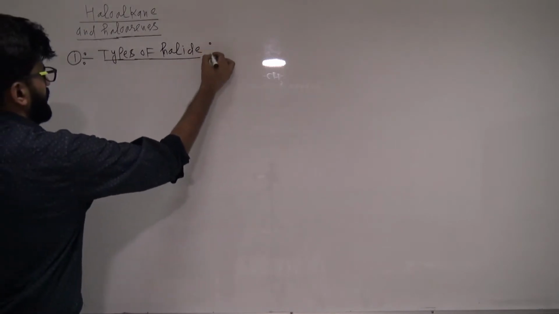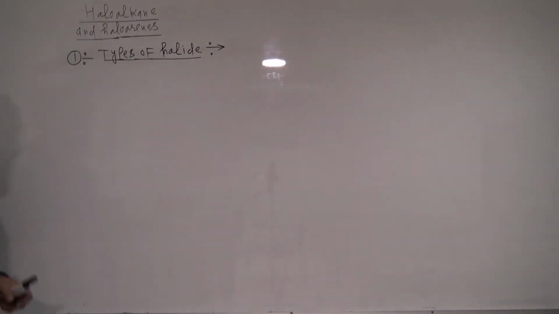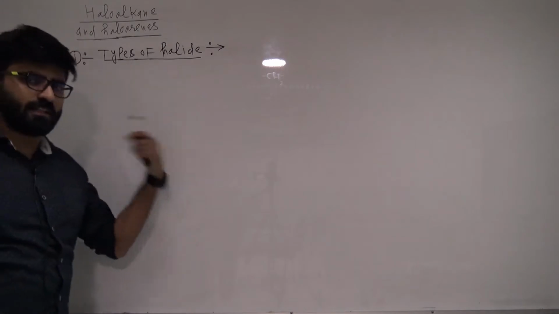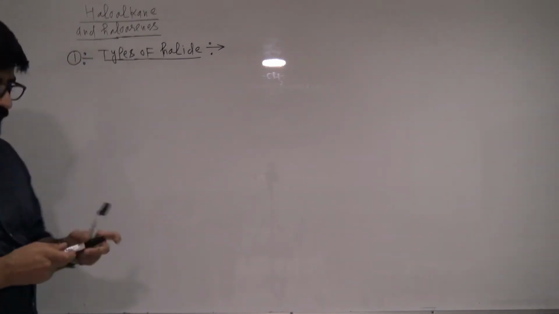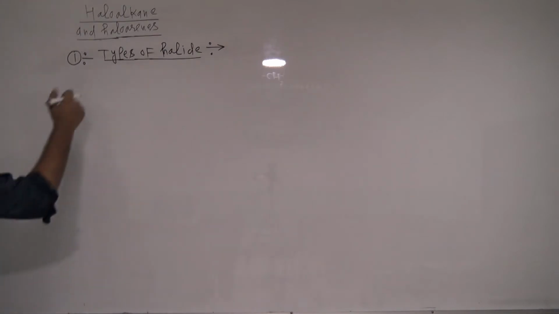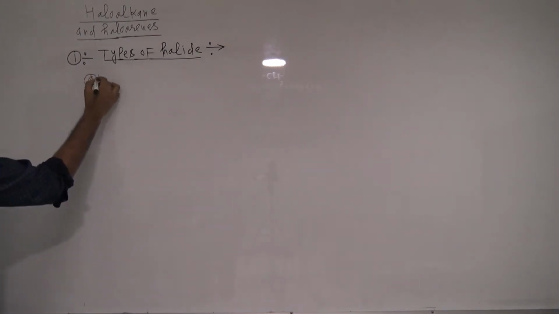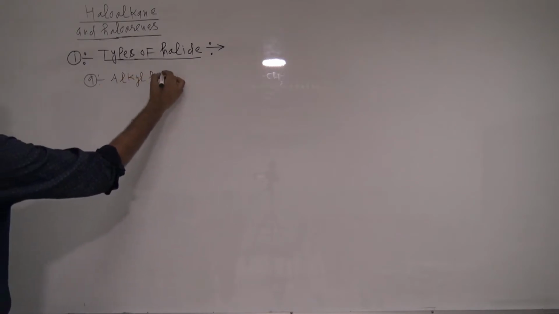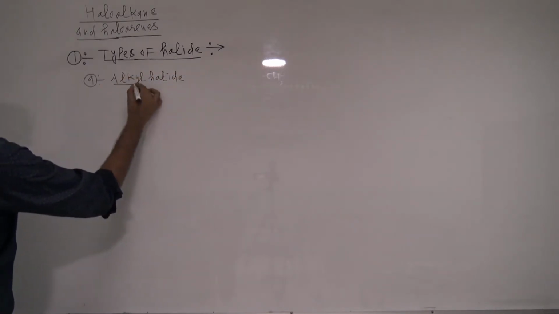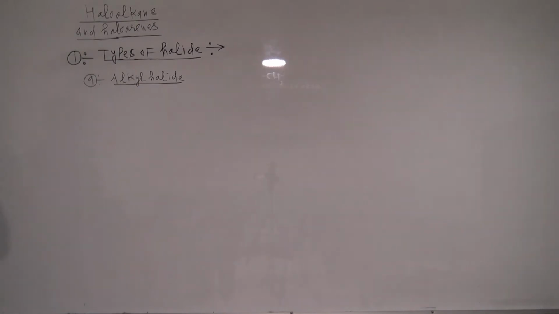Okay, now what is the meaning of types of halide? One by one I will discuss it and then you will understand it easily. It is not a big deal. So the first halide that we are going to discuss is called alkyl halide. So what is the meaning of alkyl halide?